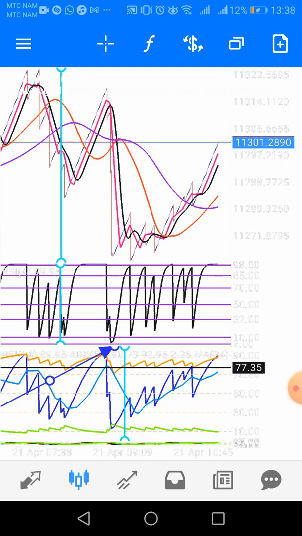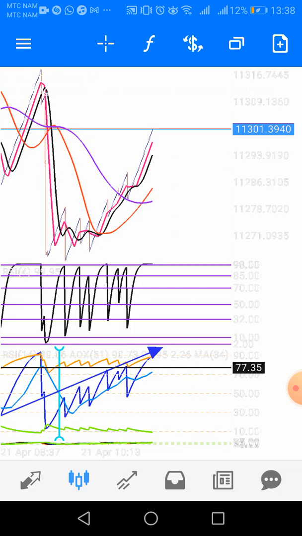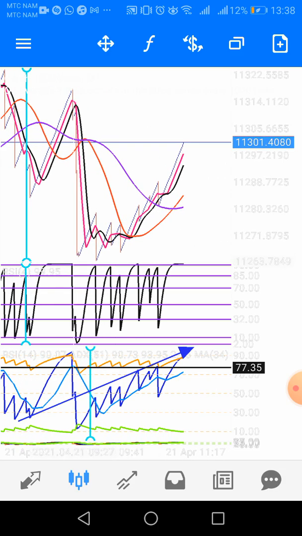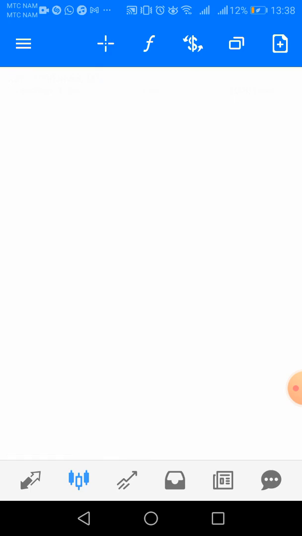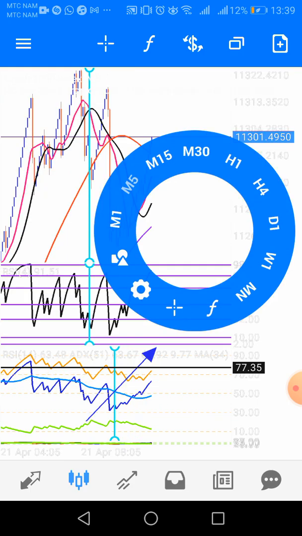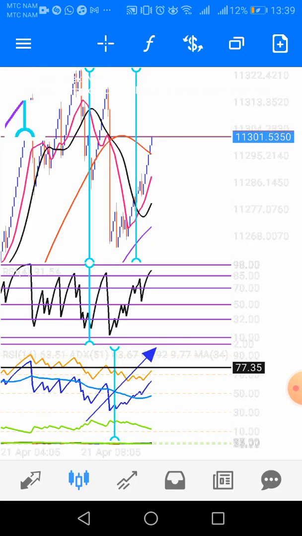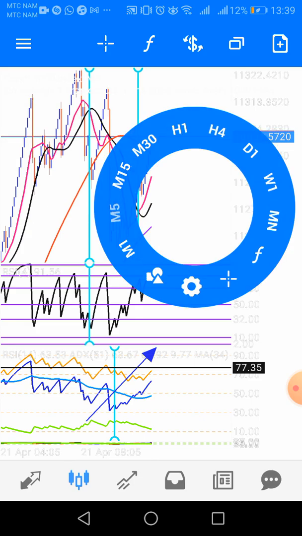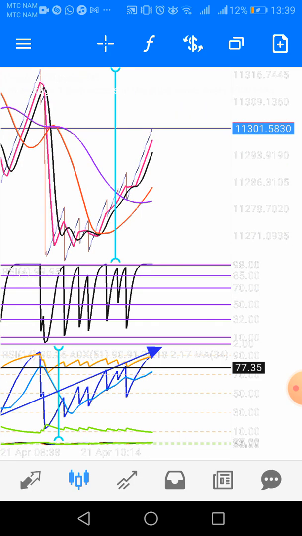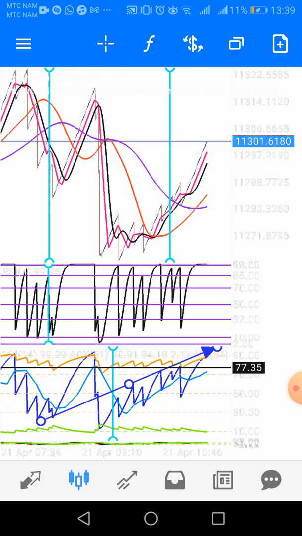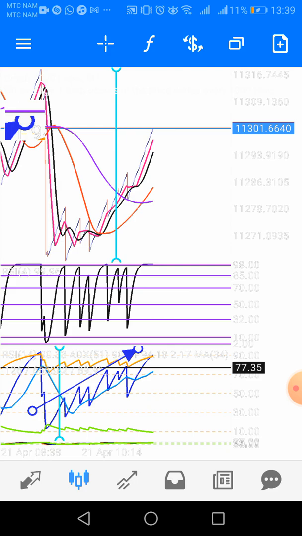People with a huge account, let me go to the 5 minute. People with a huge account, you don't have to wait for it to touch 98. You just have to wait for the lines to cross each other again. So if it was me trading, I would connect this. Let me make it a little bit smaller, like this. See, perfect, so the market touched.